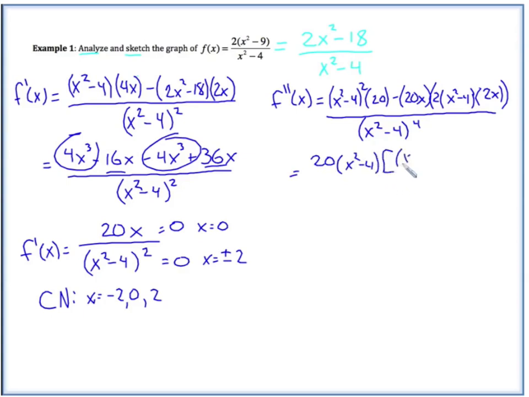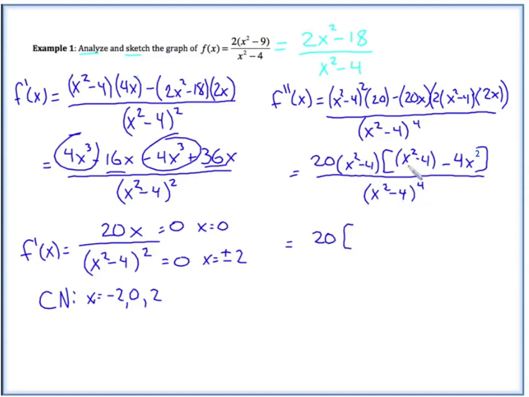And we're going to be left with an x squared minus 4 in our first term, and it looks like minus 4x squared in our second term. And again, this is all over x squared minus 4 to the 4th. It looks like we can cancel out one of these x squareds here, so we're going to be left with 20.